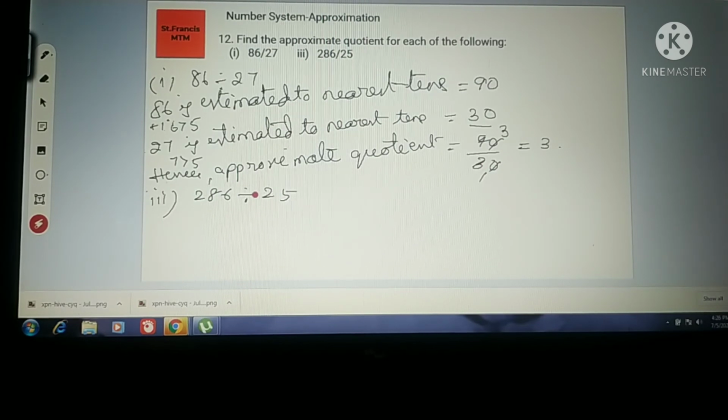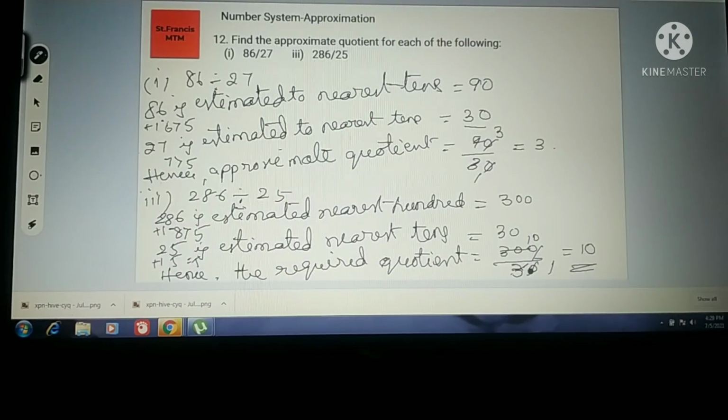Shall we do another example here? See, 286 divided by 25.